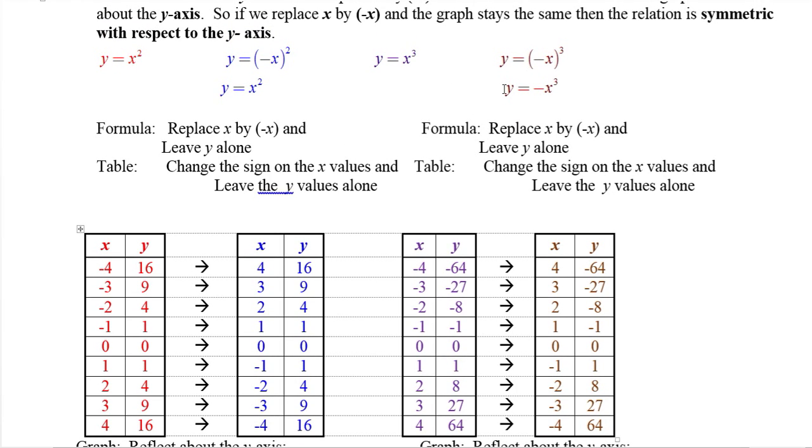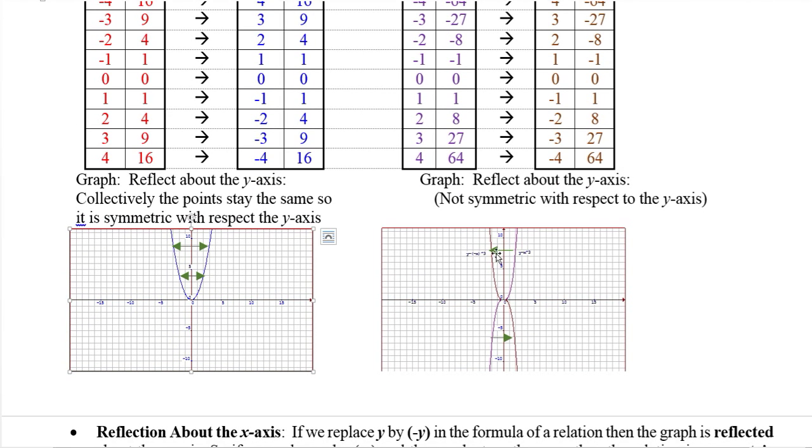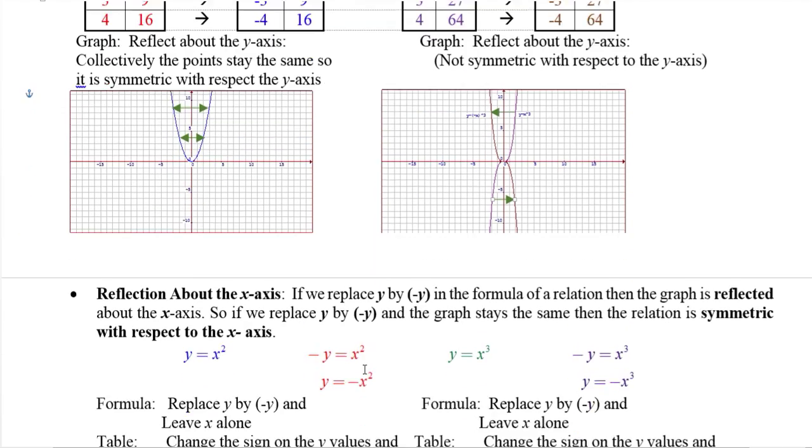Here's one that's not symmetric about the y-axis. y equals x cubed. When you replace x by minus x, it reflects over the y-axis here. So the points in the first quadrant go to the second. The points in the second quadrant go to the first.